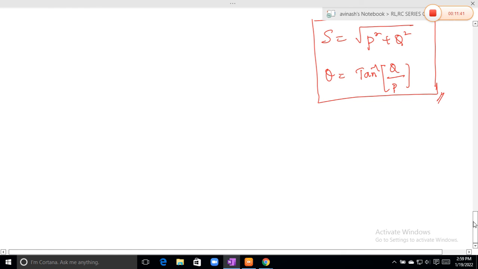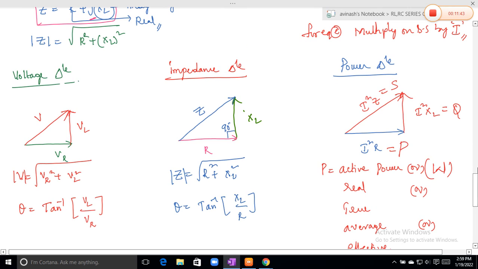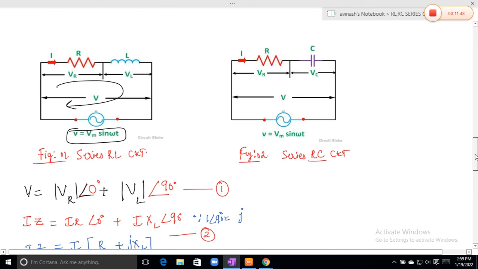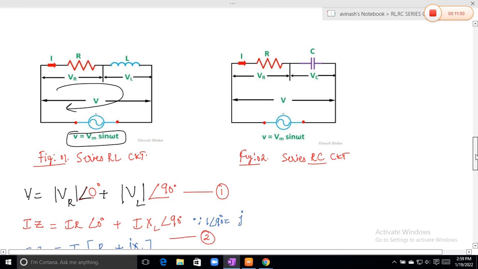So this was about the RL load. Similarly, we can find the values for the RC circuit also. Okay. Thank you.